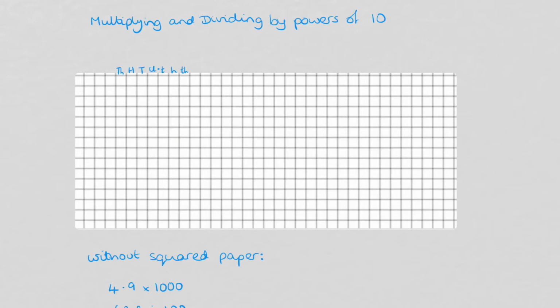Okay, and what happens as we move digits between the columns is every time you go a jump to the left, you're getting 10 times bigger.